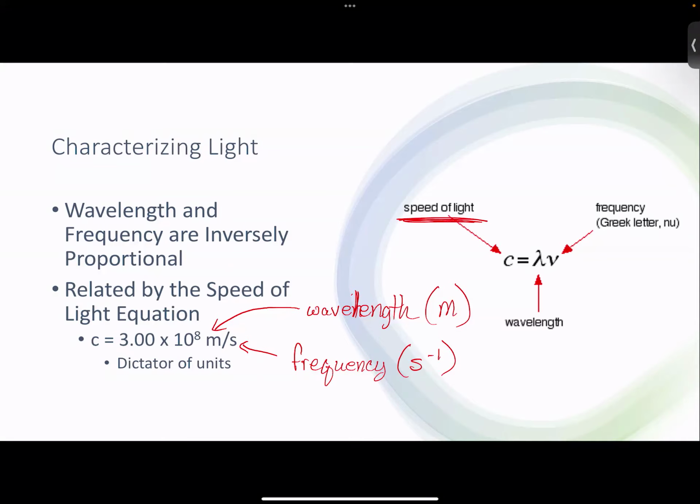So again, the speed of light dictates the units. The most common mistake made is not paying attention to units. If you simply use the numbers, there's a good chance that you will make a mistake. You have to pay attention to your units. And again, the speed of light is the dictator of those units.